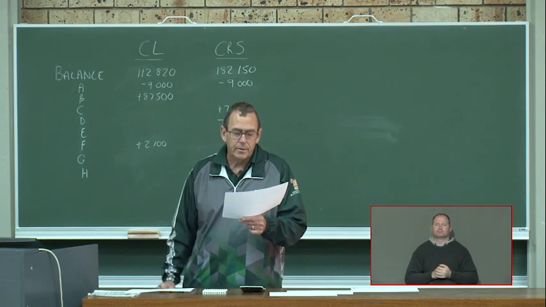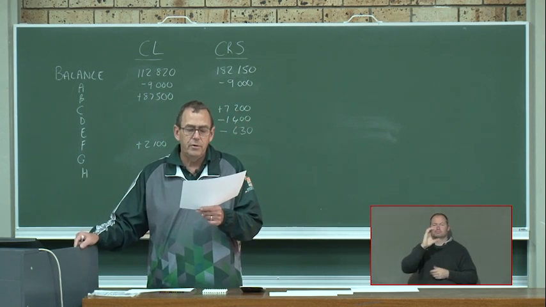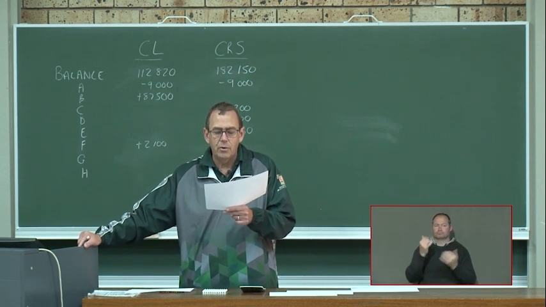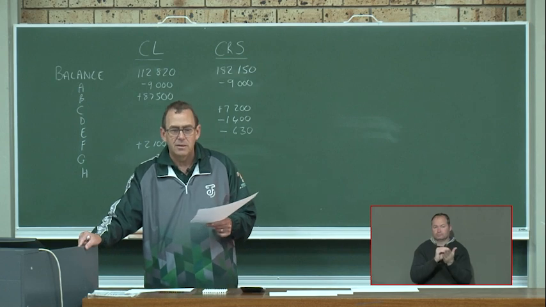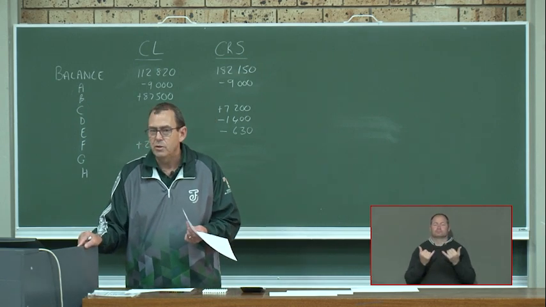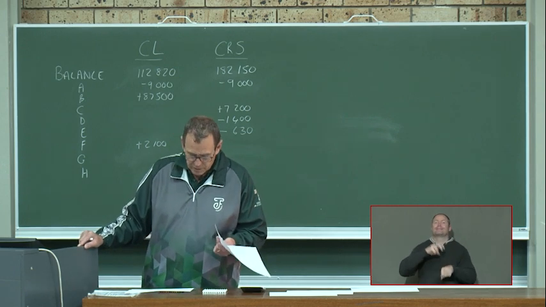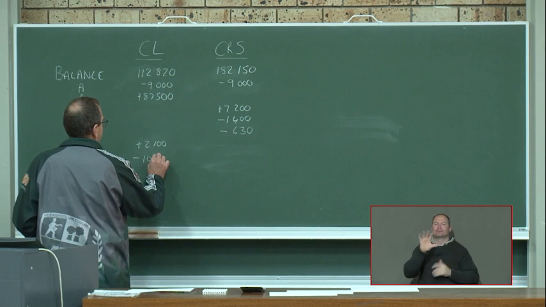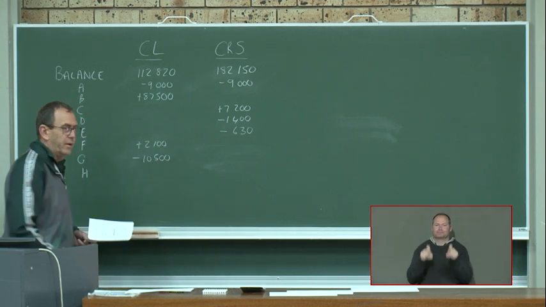Number G, a credit note for 5250 received from them for goods returned was incorrectly recorded as an invoice by us. So what did we do? We added the 5250 and we were supposed to subtract it. So we have to subtract 10,500. We have to subtract 10,500 rand.